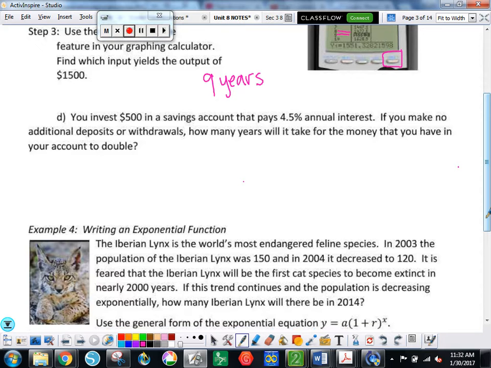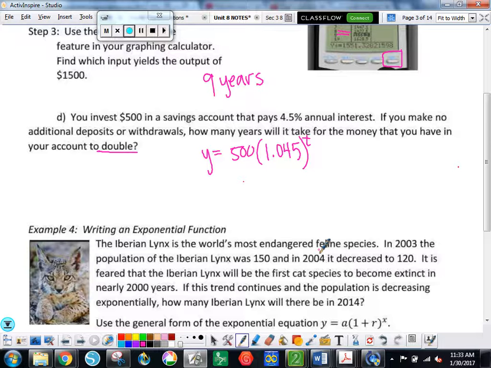Part D: you invest $500 in a savings account that pays 4.5% annual interest. If you make no additional deposits or withdrawals, how many years will it take for the money in your account to double? So what do I do with this question? Okay, so y equals what? 500 times 1 point... Good, so the t is going to be x. So you plug that into your graph, or into your y equals, and then what?